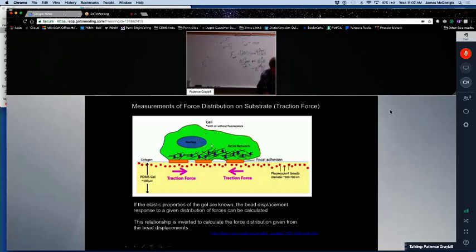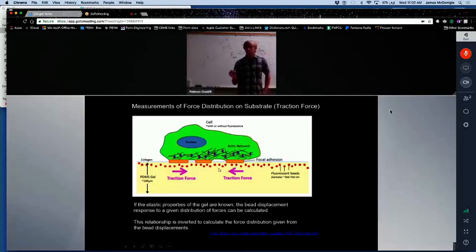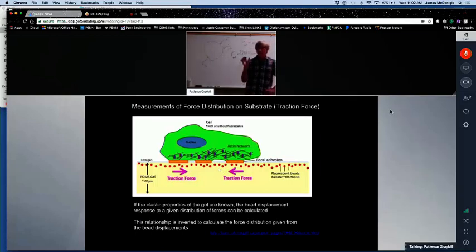So here's a cell with a nucleus, and there's an actin network on the substrate, and it's adhering to the substrate at various places called focal adhesions. And the ingenious part of the method is that the deformation of the substrate is viewed by putting fluorescent beads into it. So here are fluorescent beads all over the place.